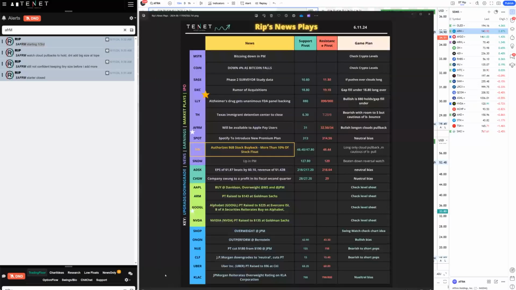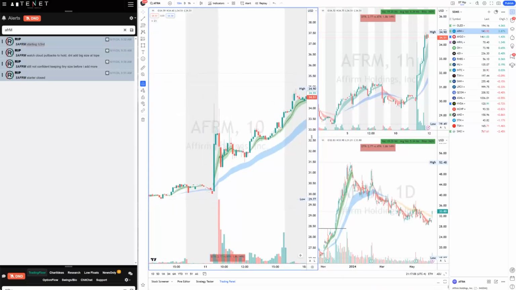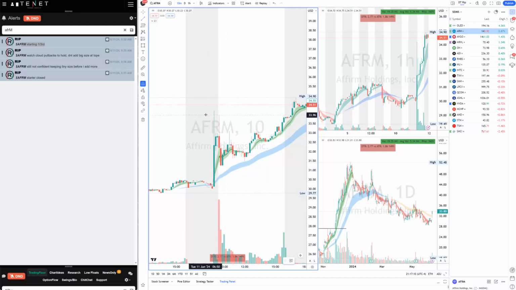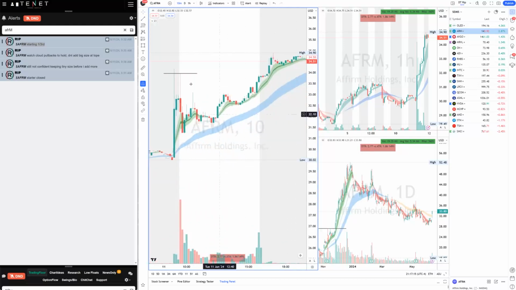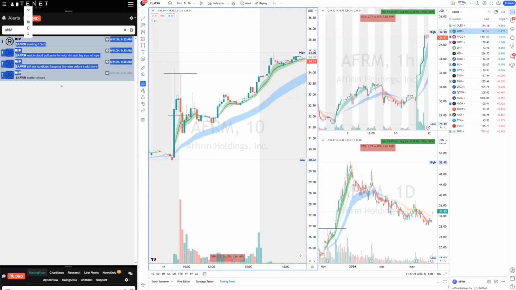But let's look at what was our plan on AFRM. It will be available to Apple Pay users. That was the news. Support was 31, resistance was 32.50, 34.50. So I was trying to play this breakout, right? So that was my plan. I was trying to play this breakout, and it did not work, and I was planning to add if it broke out of here, but it did not work, so I had to cut it when it failed this opening price, right? I was only 1/3 size, and then later in the day it gave a nice setup.